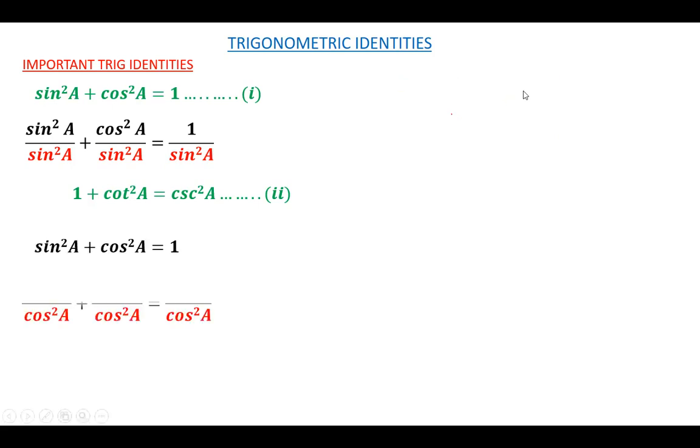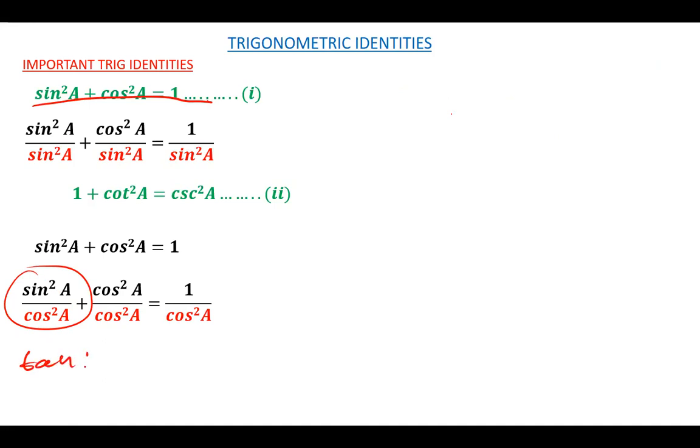So what if we divide the Pythagorean identity by cos? If we divide this by cos, remember what I said, sine A over cos A, the answer is tan A. And then plus cos A over cos A, the answer is 1. So this is equal to 1 over cos A. Remember I said it's sec A.